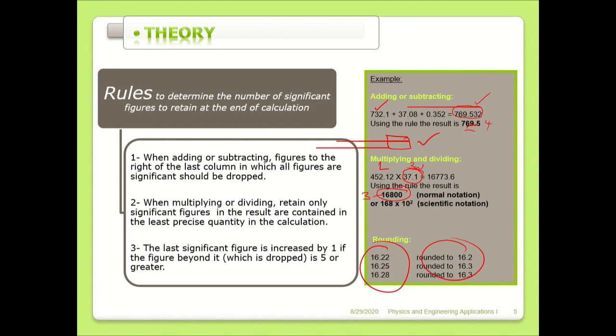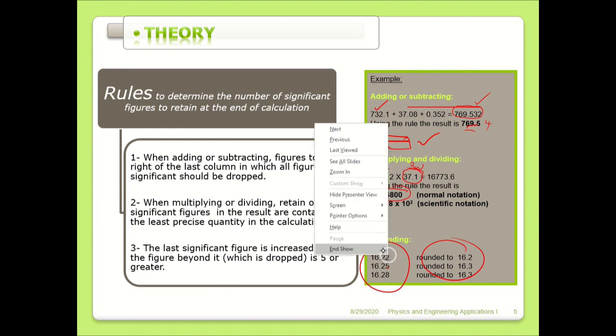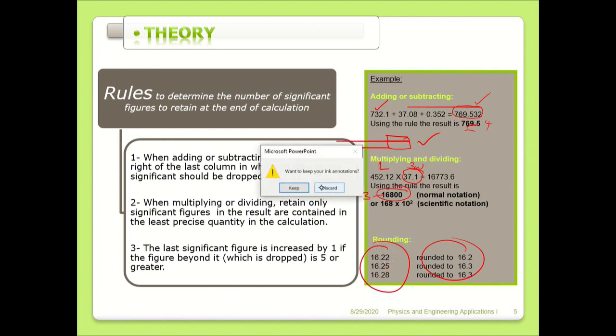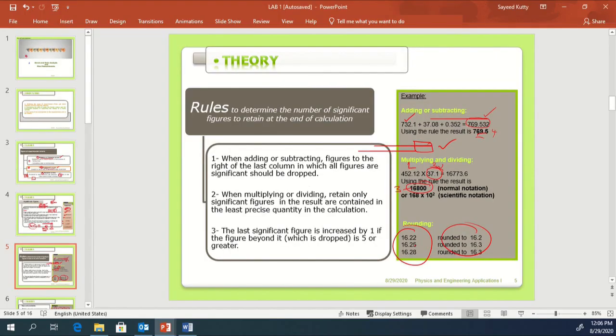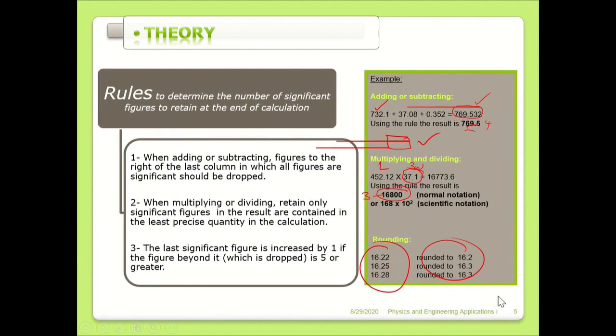What is the least significant figure here? 3. So that's why you maintain 3. And this is a rounding rule. You know that if it is 16.22, it will always round to one decimal place. And next, of course you know that this is 16.25, so we will round it to 16.3.